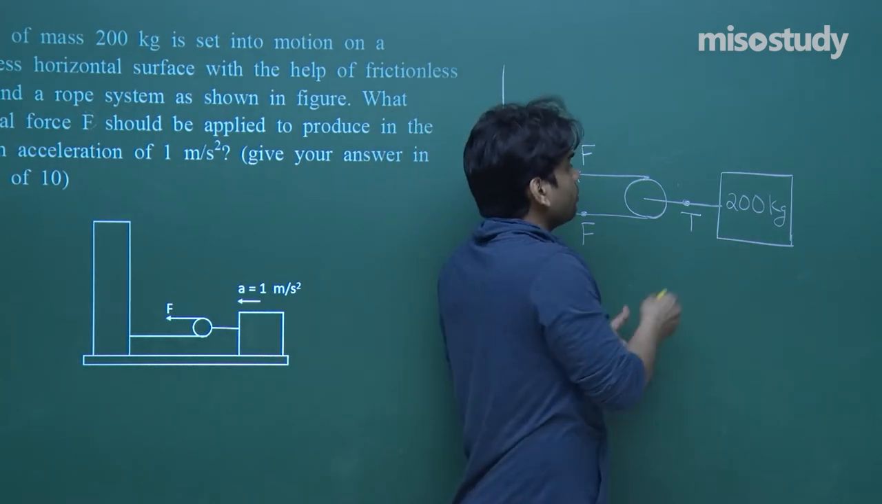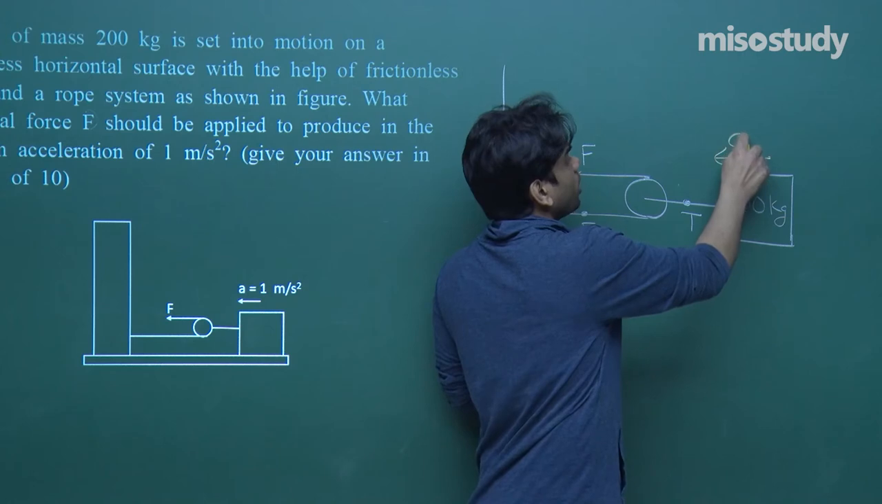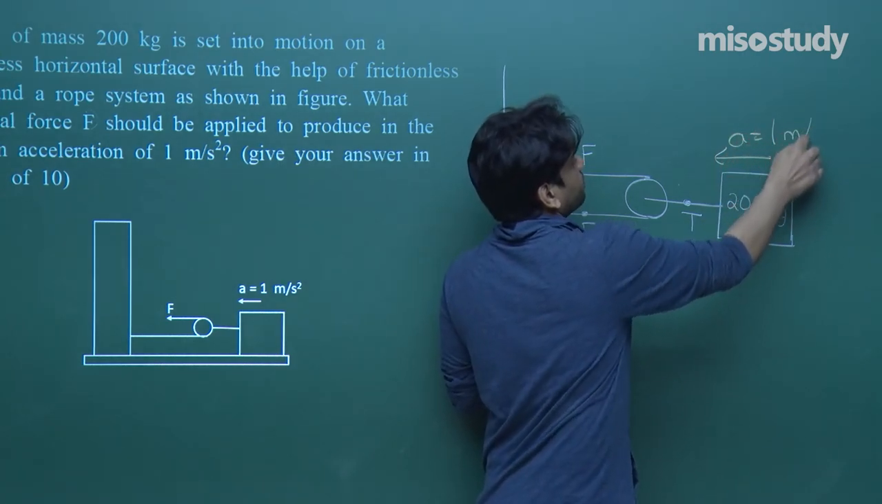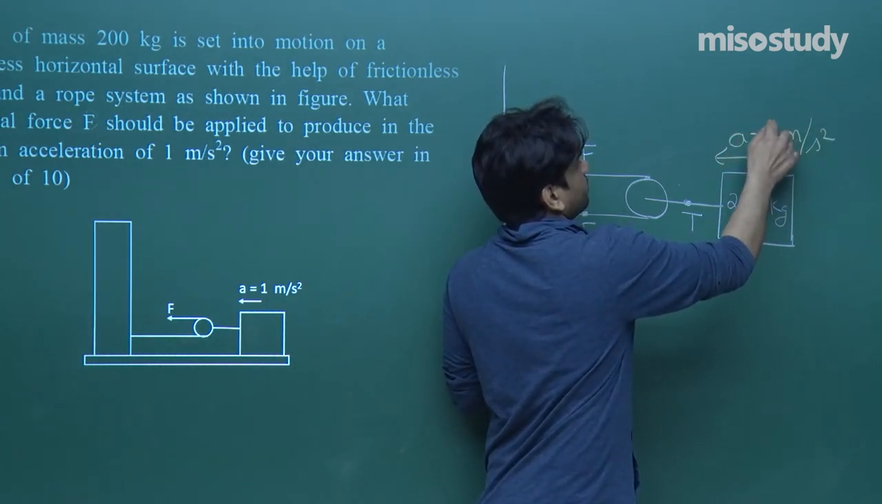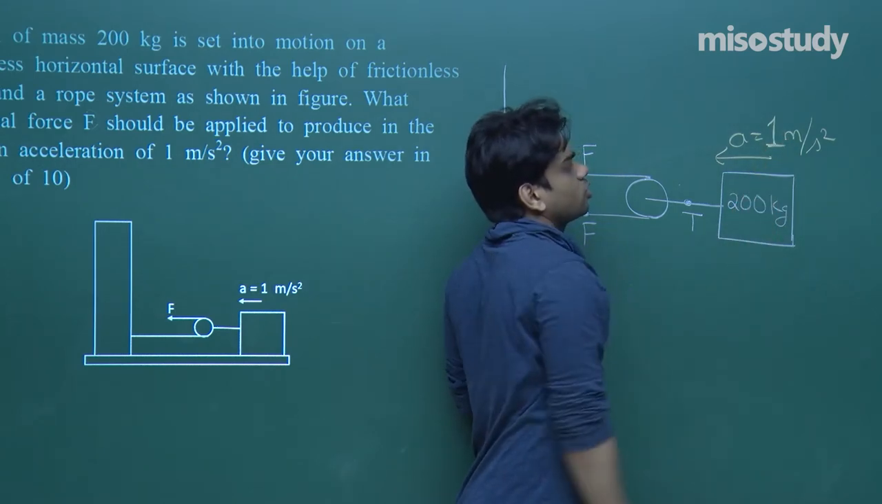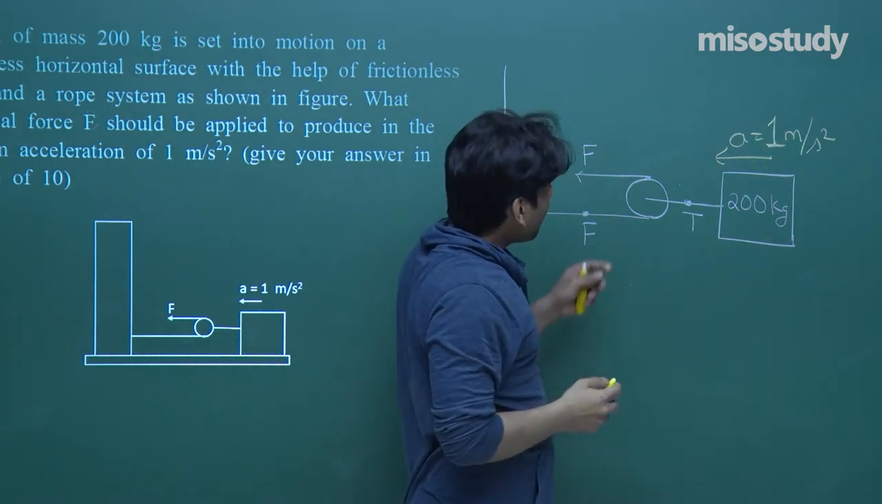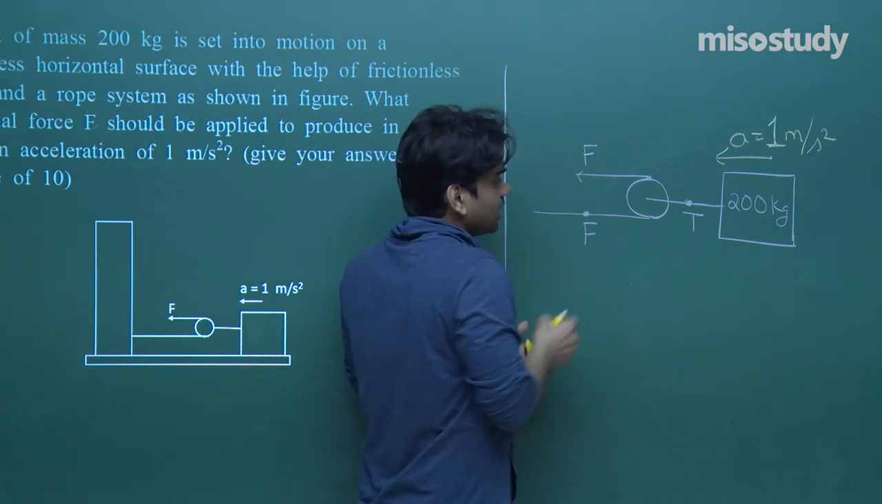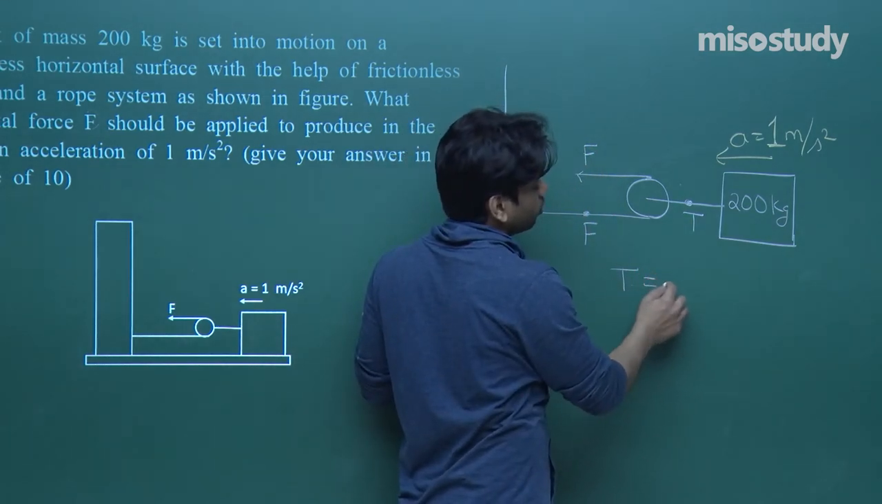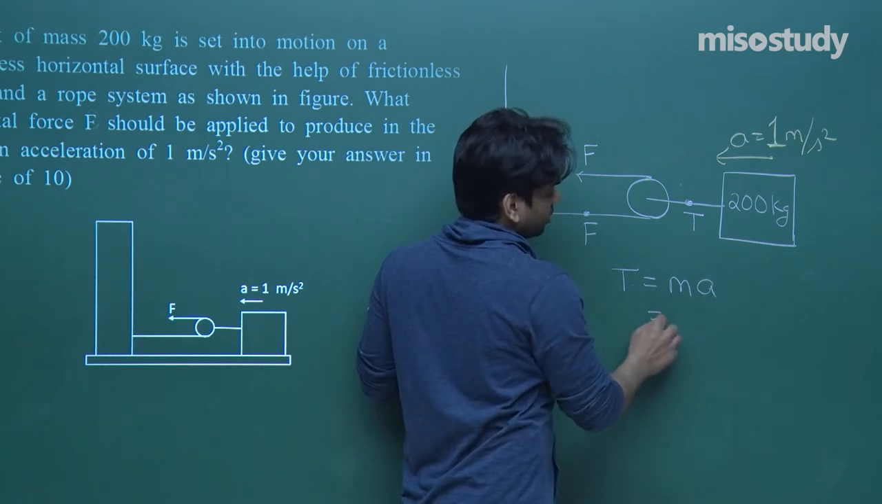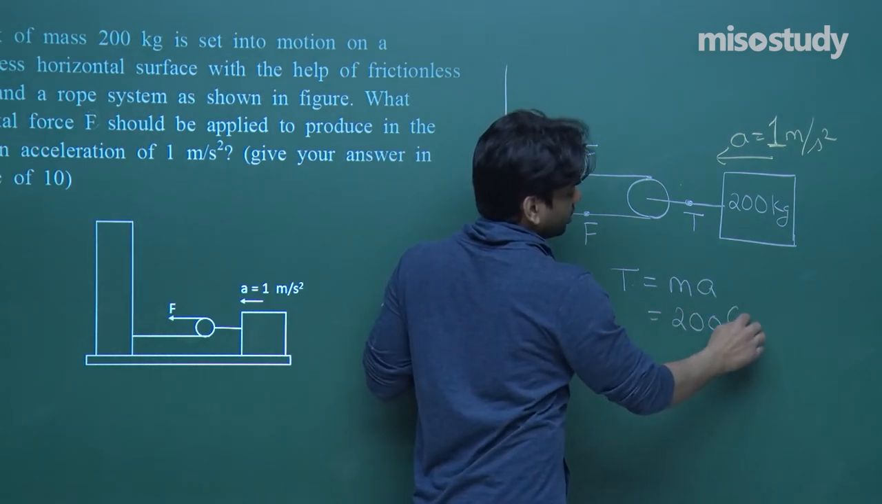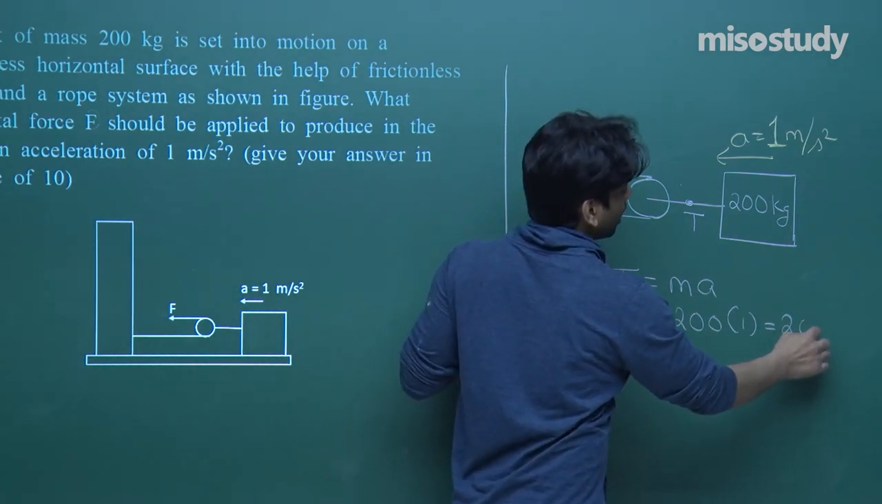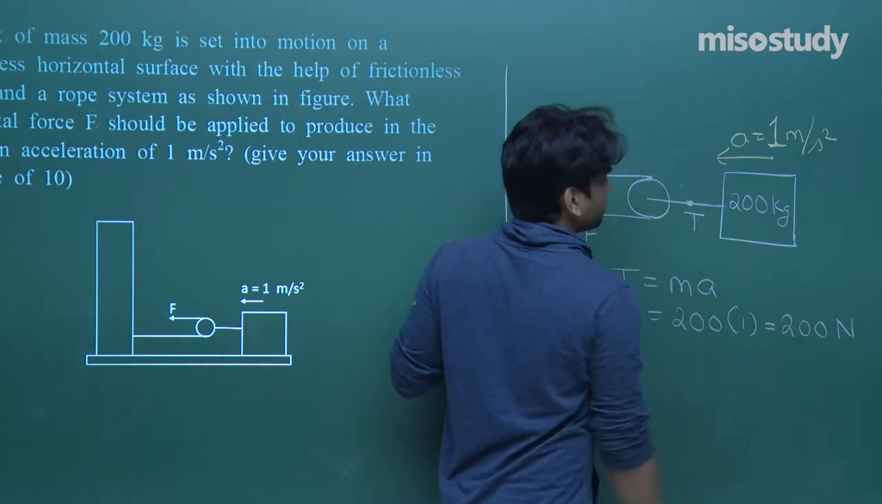This is moving with an acceleration of 1 meter per square second, and that means the tension T that I have made here will be equal to mass into acceleration, 200 into 1, that will be equal to 200 Newton.